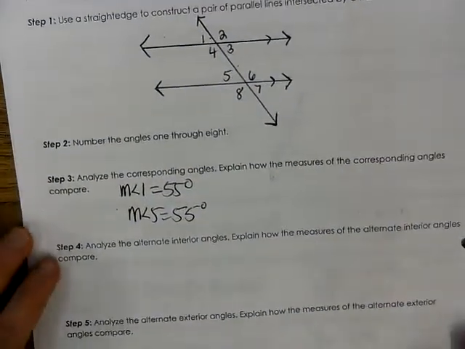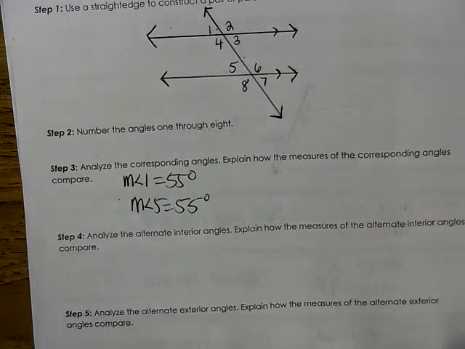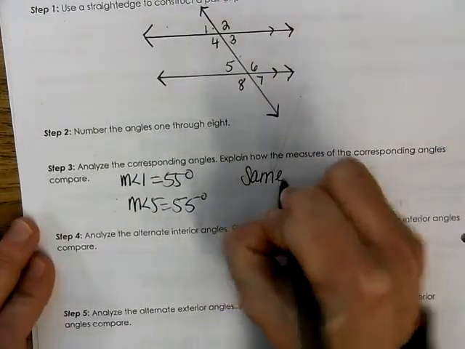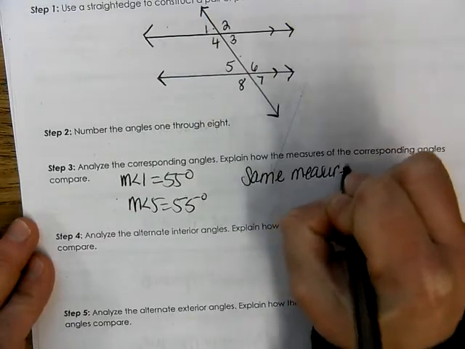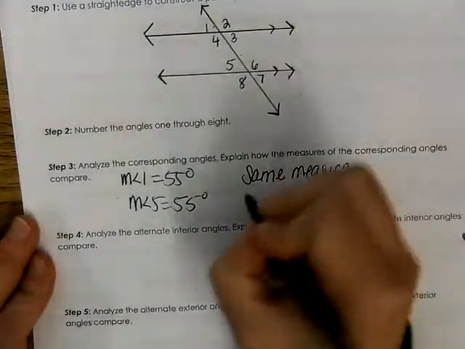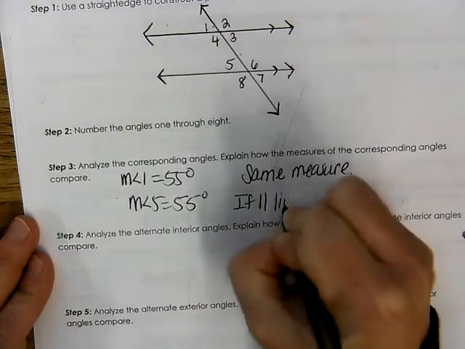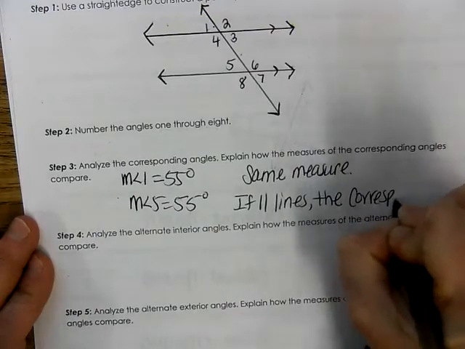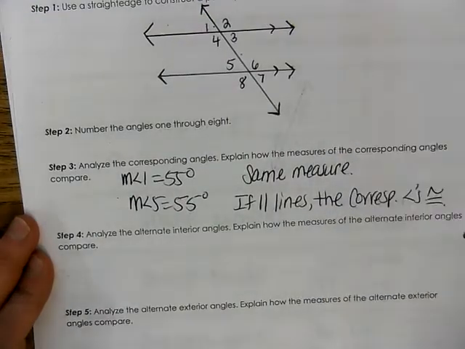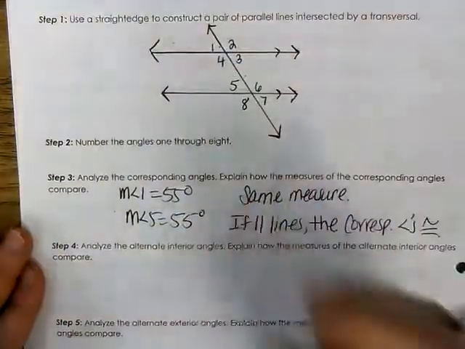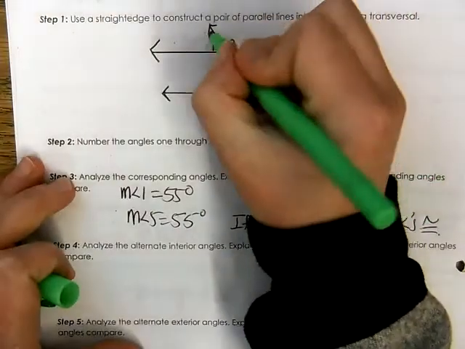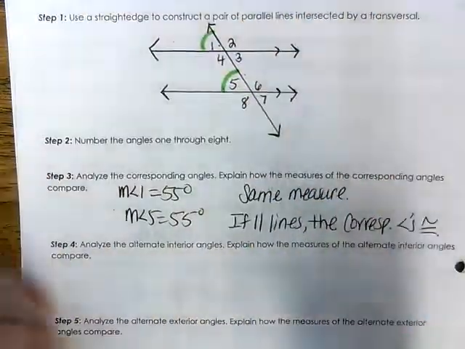So explain how the measures of corresponding angles compare. Well, if we have parallel lines, then they appear to have the same measure. And if they have the same measure, what we can say is that if you have parallel lines, then corresponding angles are congruent to each other. You're welcome to check a different pair of corresponding angles and see if they match. So I'm going to mark up this picture. Angle 1 is congruent to angle 5.